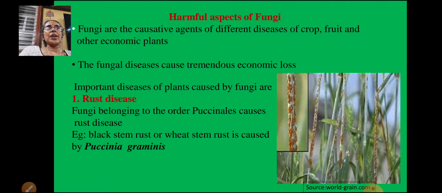So these are some of the beneficial aspects. Coming to the negative role of fungi, or the harmful aspects of fungi, they cause a number of diseases in the crop, fruit and other economically important plants and cause tremendous economic loss. Some of the important diseases caused by the fungi are the rust disease. Rust disease is caused by the members which belong to the order Pucciniales. In this diagram you can see the black stem rust, or the wheat stem rust, caused by Puccinia graminis.